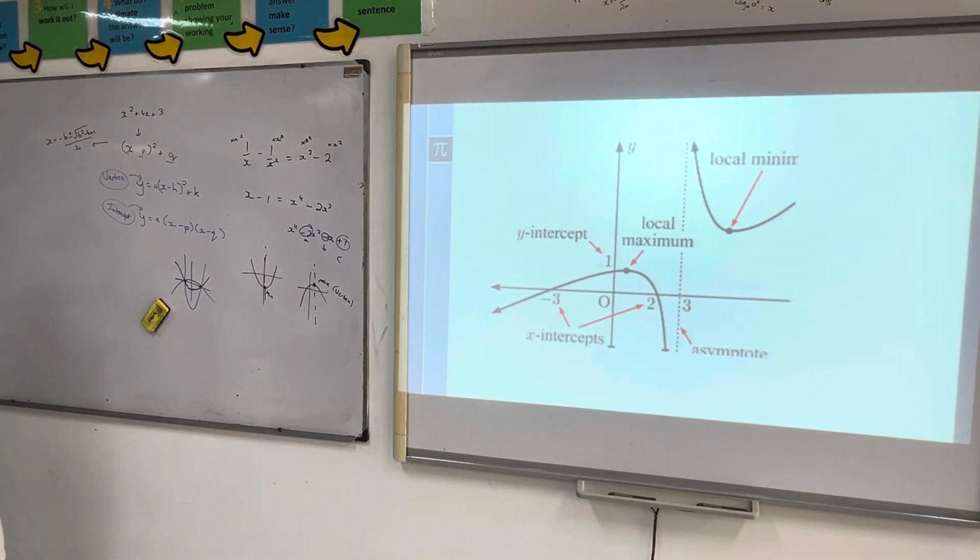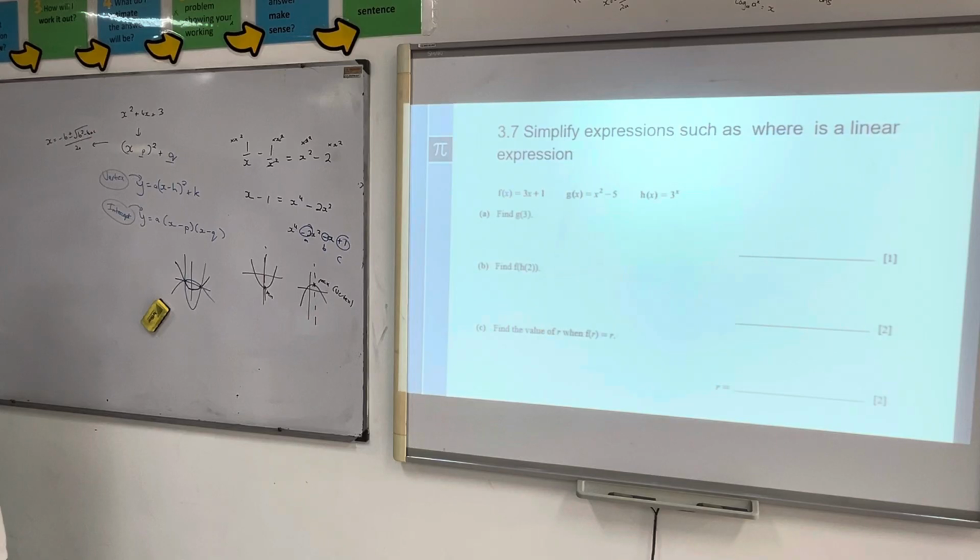Simplify expressions. So that's stuff like that. More composite functions and maybe solving a little bit with that.